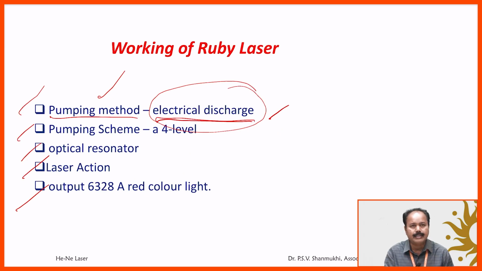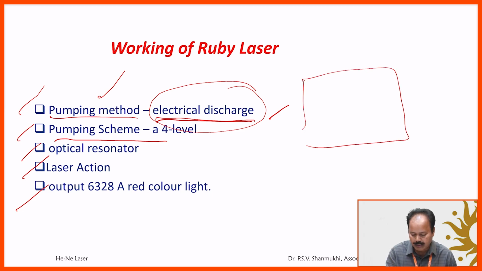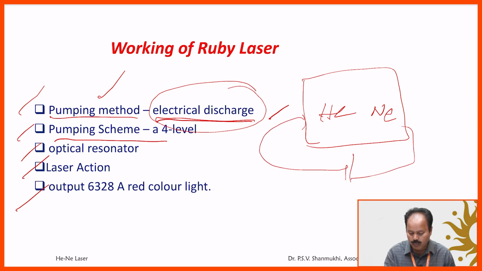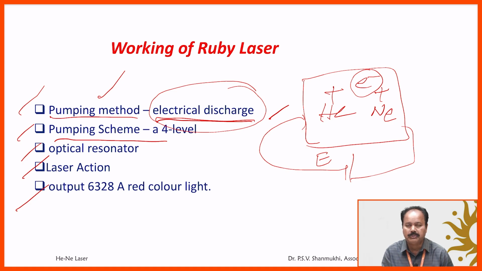Coming to the working principle, we are using the electrical discharge method, and there is a 4-level pumping scheme involved in this process. This is the chamber, in which helium atoms and neon atoms are there. Whenever it is subjected to the electric field, because of the electrical energy, an ionization process takes place, meaning the outermost orbit electrons will be removed. That means in the chamber, helium ions, neon ions, and electrons will be produced.